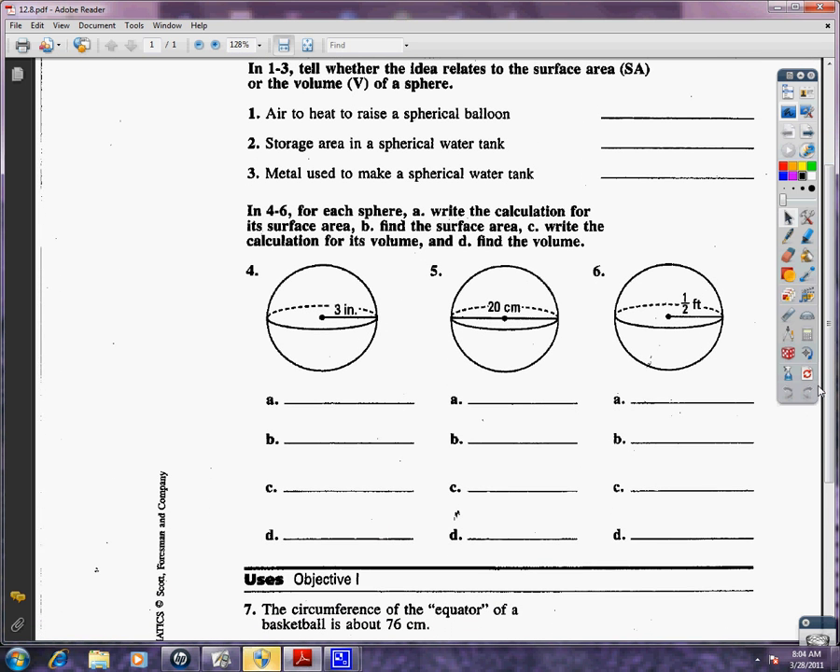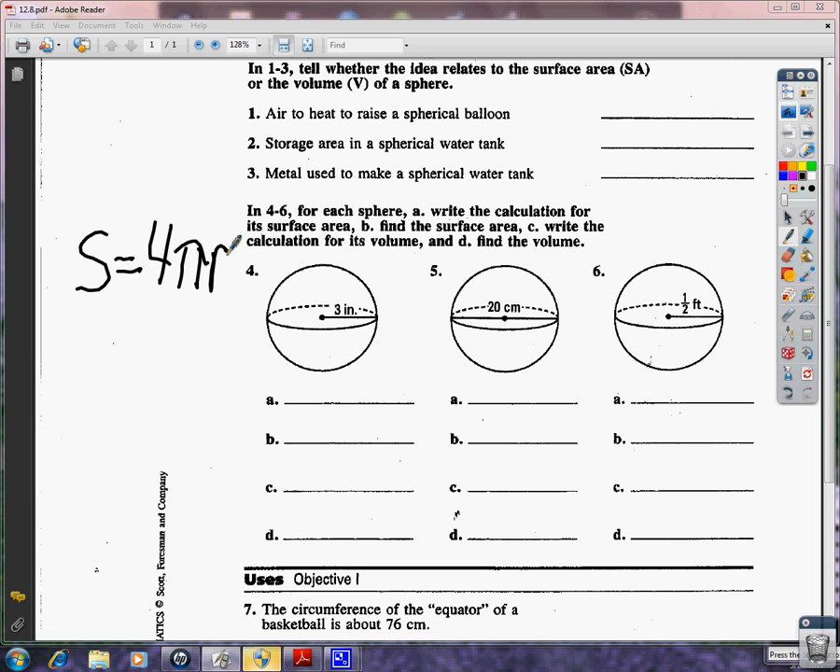For 4 through 6, you are dealing with surface area for A. So the surface area formula is S equals 4 pi r squared. Okay. And number 4, does it give you the radius or the diameter? It gives you the radius. So all you need to do is take 4 pi 3 squared.